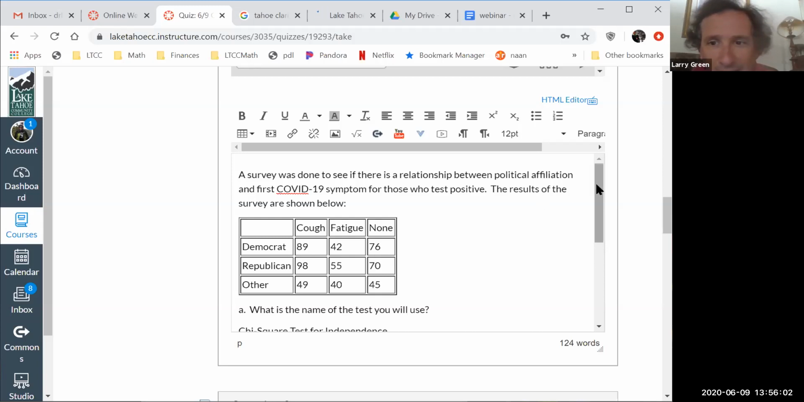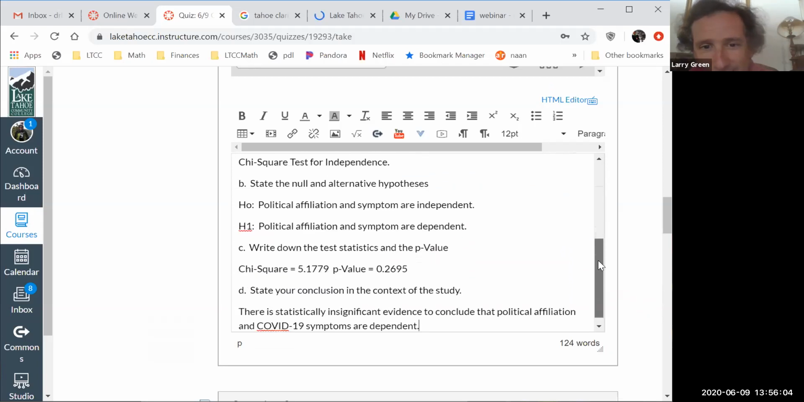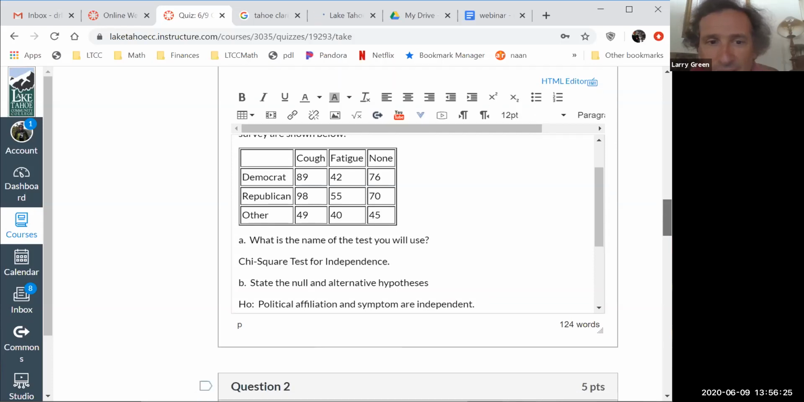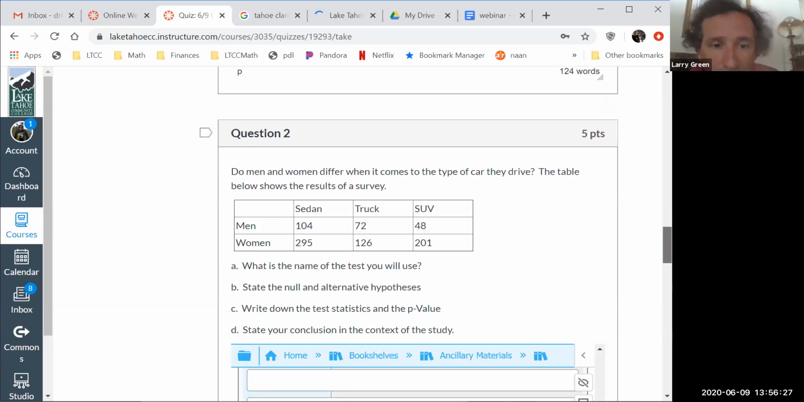Okay, well, what was our p-value? P-value was high and we didn't find out there was any relationship, which means you don't need to worry about political affiliation if you're going to be doing a study on COVID symptoms. Does that make sense? So that's kind of the point of all this.